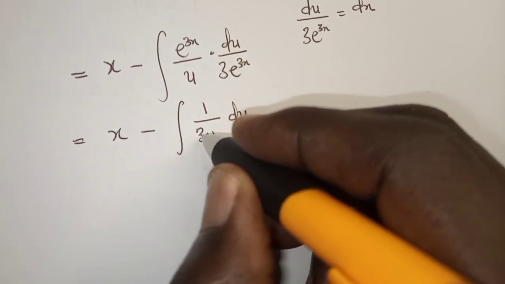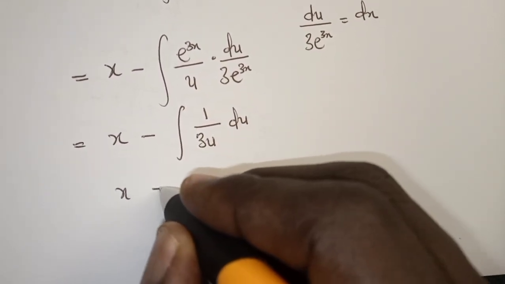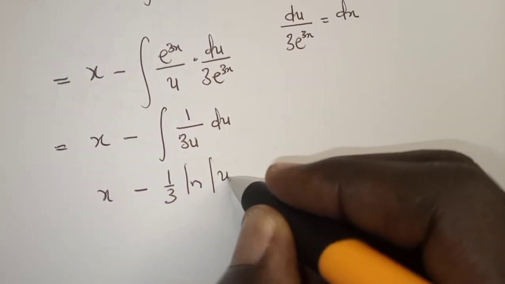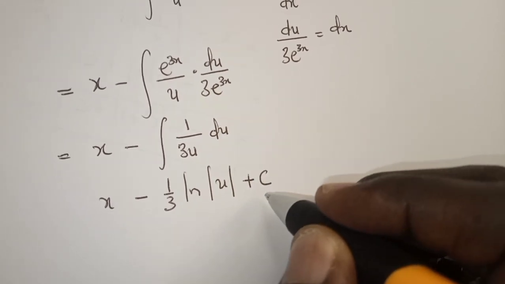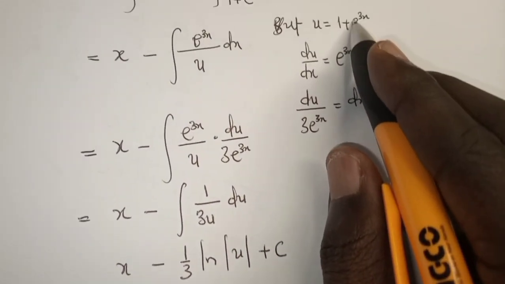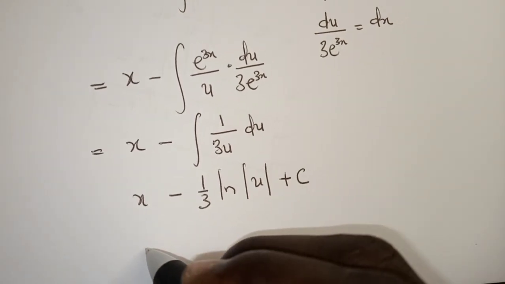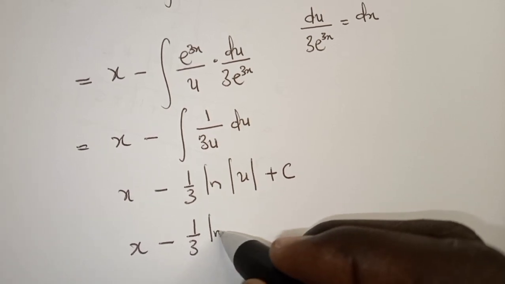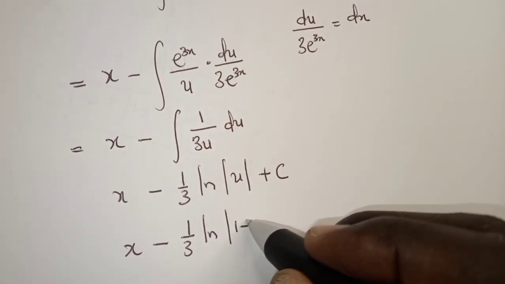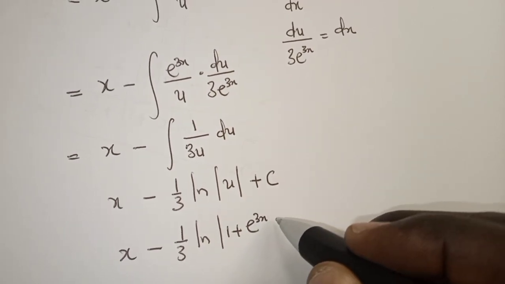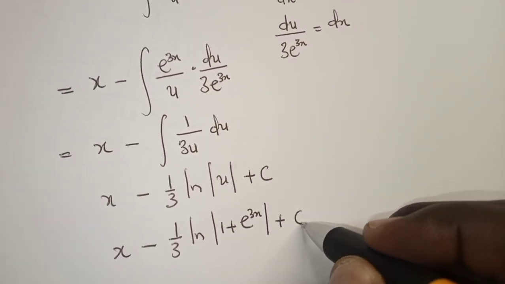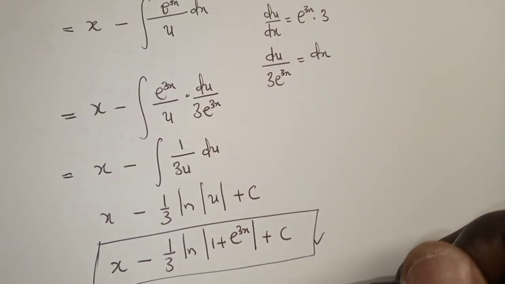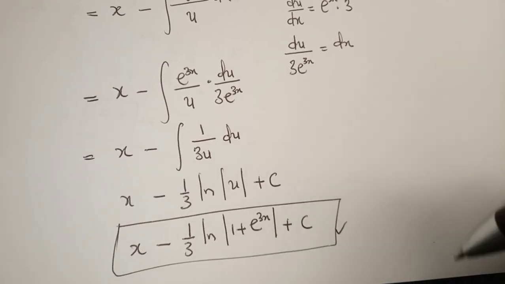So integrating this, you get x minus 1 on 3 ln u plus c. But we know u to be equal to this, so we substitute that: x minus 1/3 ln of 1 plus e exponent 3x plus c, and that is our final answer. And that's it. Good. Thank you.